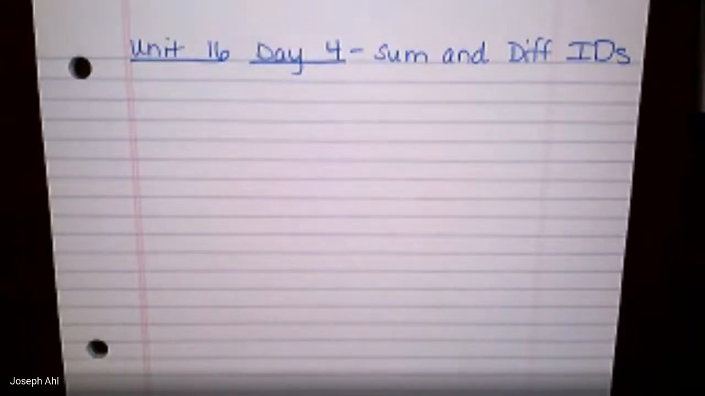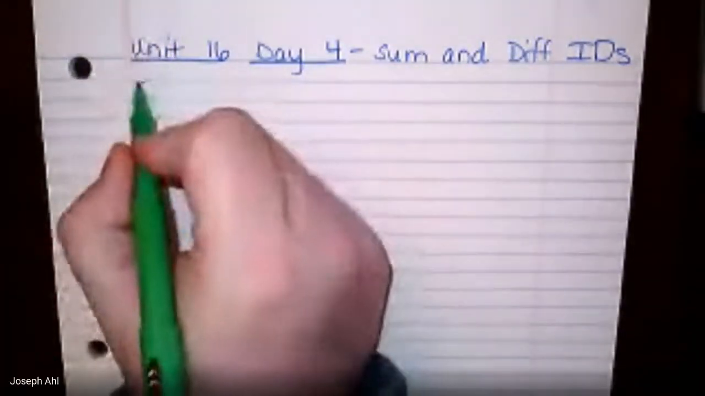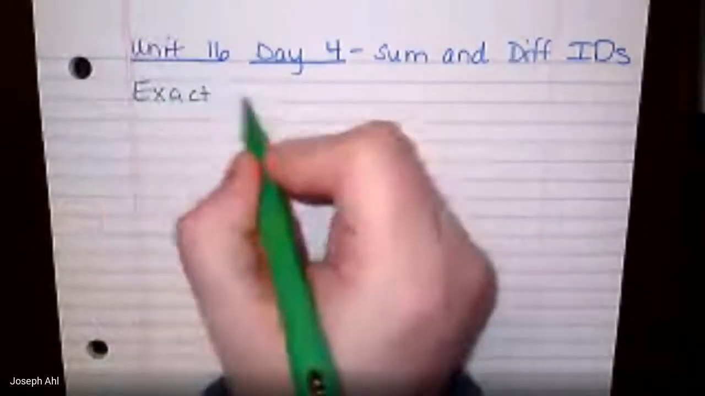So if we're good with those, we're going to actually add on to our list today, and there's plenty more identities to come in this unit. And I'll give you a little bit of context as to why the sum and difference identities are going to be useful. So far, what do we know how to find the exact value for?